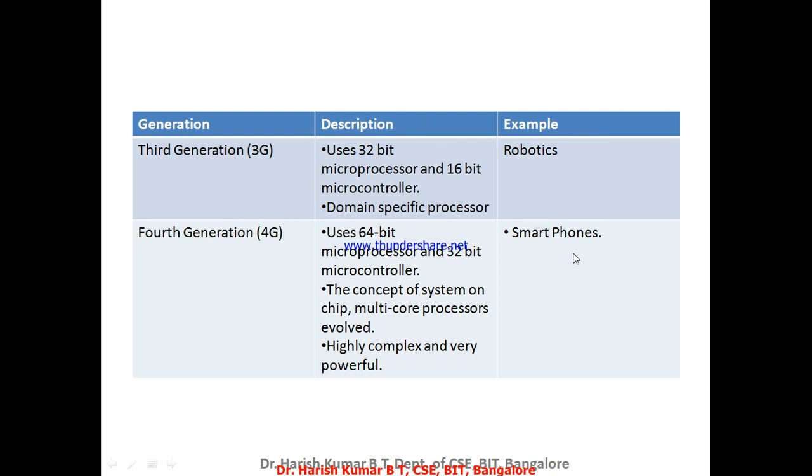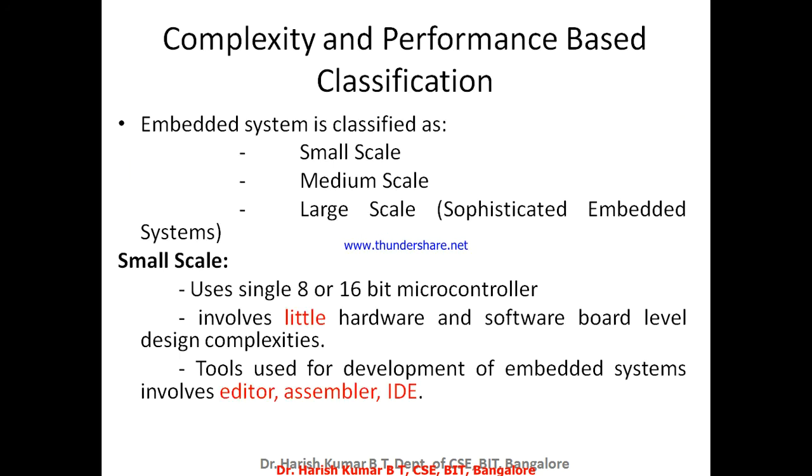For example, smartphones are the best example for the fourth generation embedded systems, and even the iPhones also. Now that was the classification which was done based on the generation.